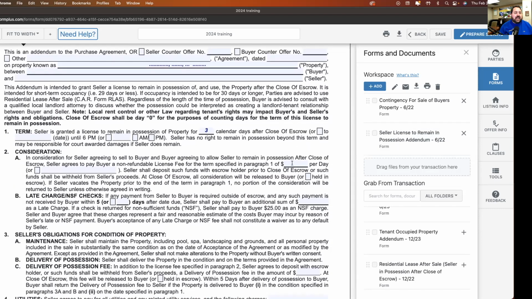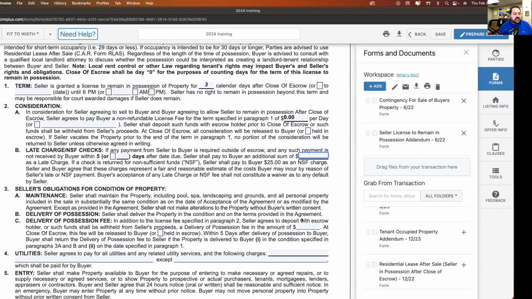Here, this one lets you type in zeros. This one does not. As you can see, if I type out of it, it disappears. So you're going to have to handwrite in anything like that. This is a delivery of possession fee, and I would request it if I was doing this as buyer's agent and including it in my offer.